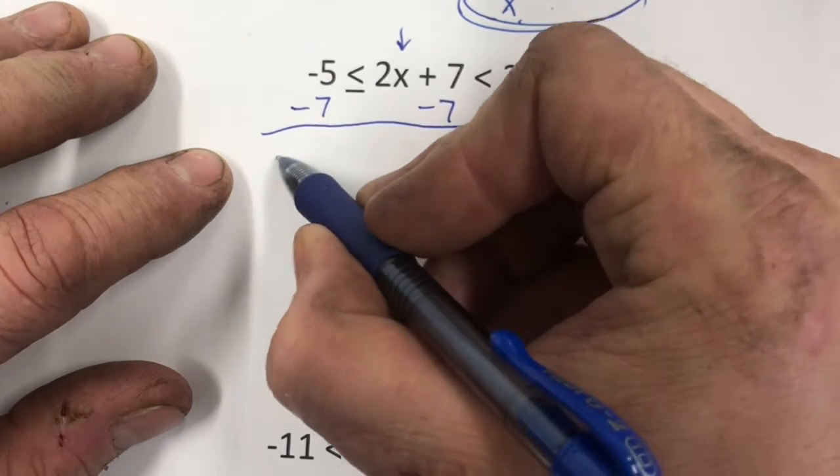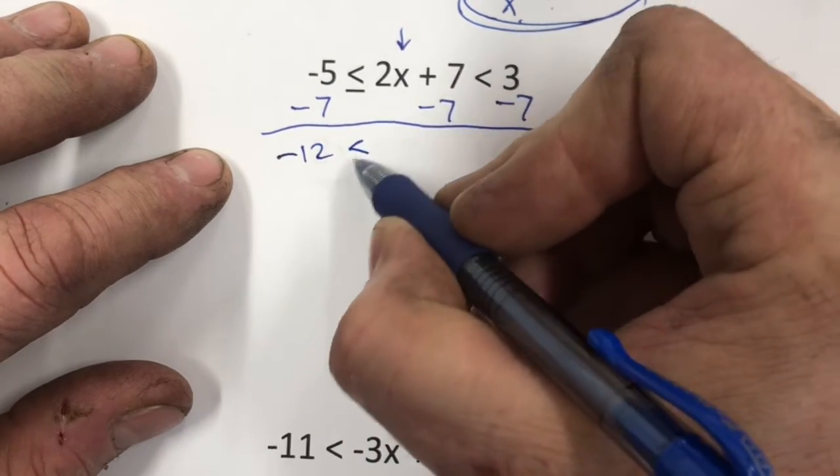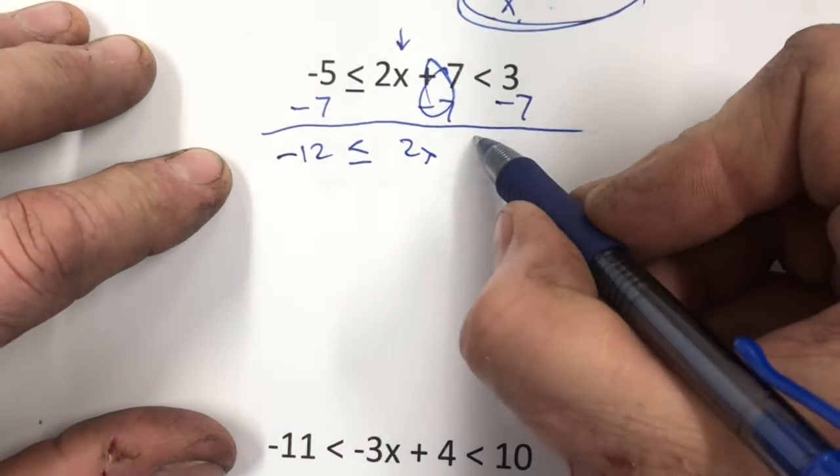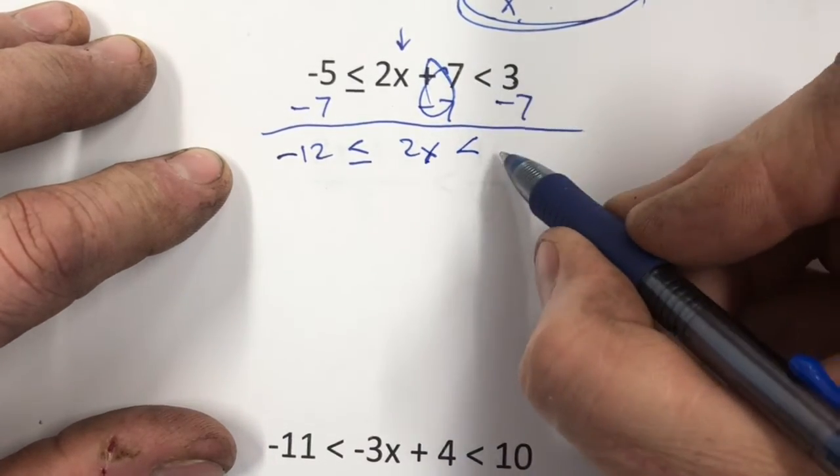Now here, -5 minus 7 is -12. Right, the equal to line, there's a 2x here and the 7s are gone. Here's a less than, and right here 3 minus 7 is -4.